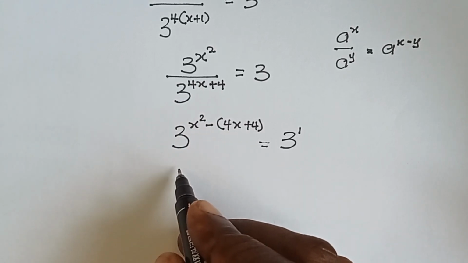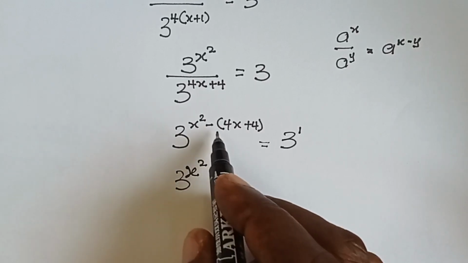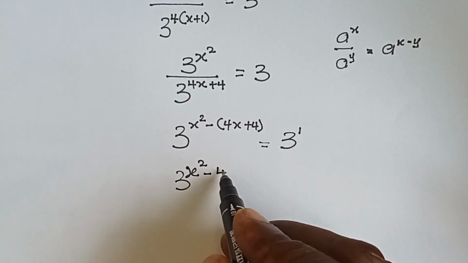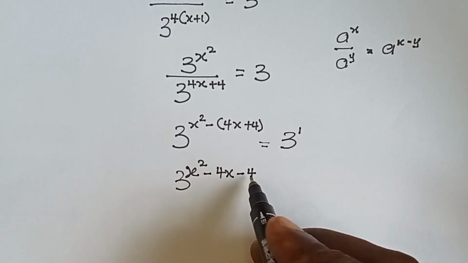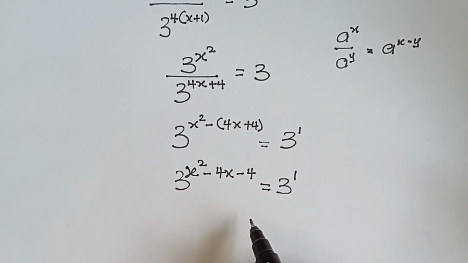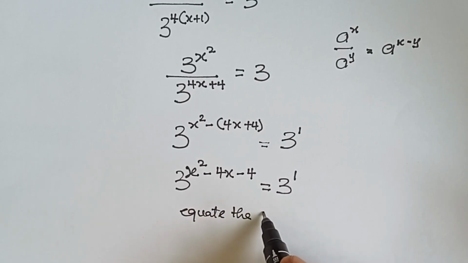Okay, so from here we have 3 raised to the power x squared. You use this minus to open this bracket. This is minus 4x. Now minus times plus is minus. That was minus 4. Equals to 3 raised to the power 1. Alright, so from here we can equate the powers.